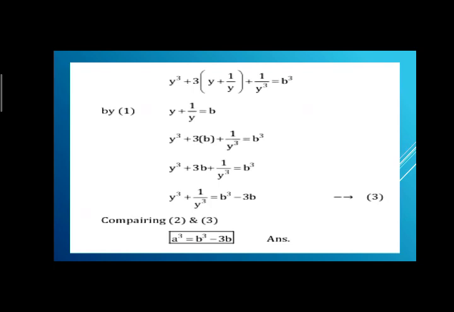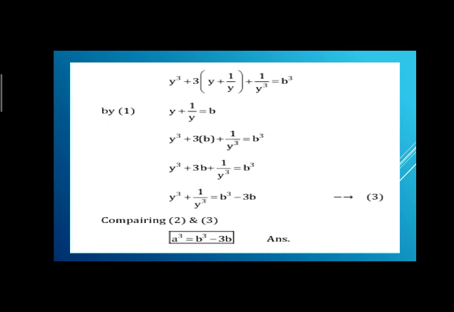For the simplification, you know that y plus 1 over y is equal to b. Now put the value of y plus 1 over y in this equation, so you have y cube plus 3b plus 1 over y cube is equal to b cube. After putting the value, you simplify the term and shift plus 3b toward the right hand side to make y cube plus 1 over y cube equal to b cube minus 3b.